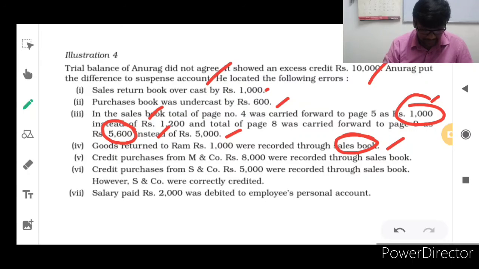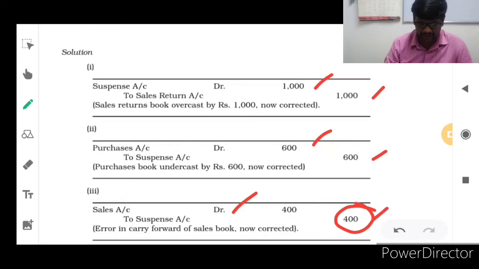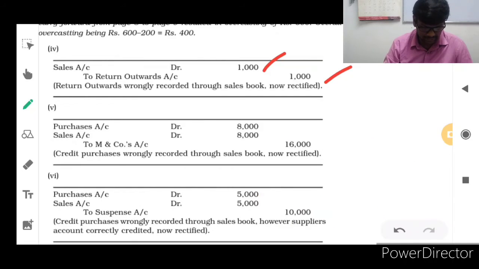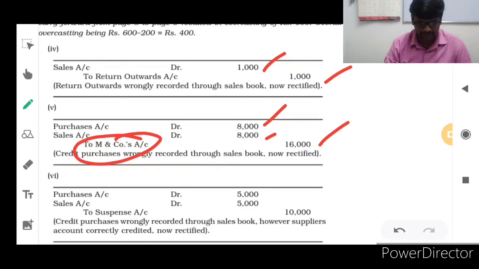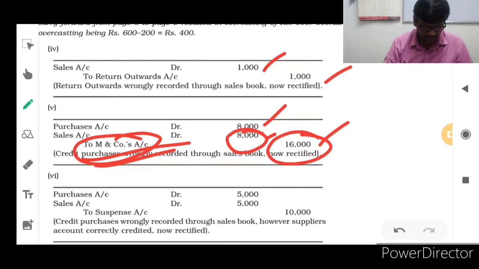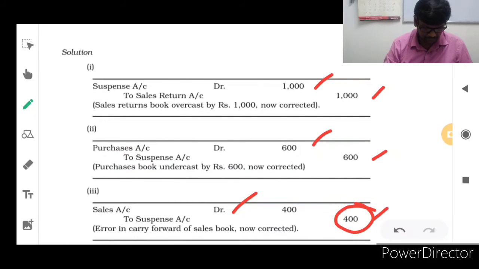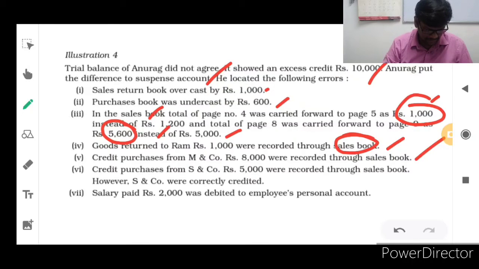And the next one, the fifth one. Credit purchases from M and Co., rupees 8000, were recorded in the sales book. Credit purchases should be recorded in the purchase book only, but it is recorded in the sales book. Same as before, the sales book will be debited. Sales is debited by 8000 rupees. Actually, it is credit purchases, so the purchase account should be debited. At the same time, M and Co. was also wrongly treated. That is collectively 16,000. For the compensation entry, 8,000 plus 8,000, totally we should give 16,000 for M and Co. And next one.